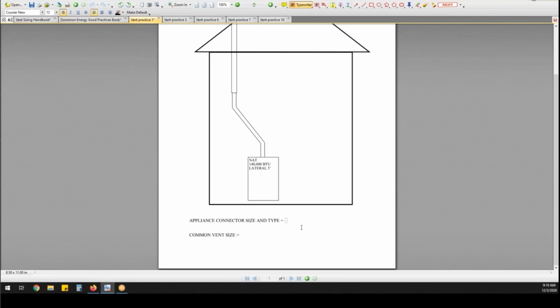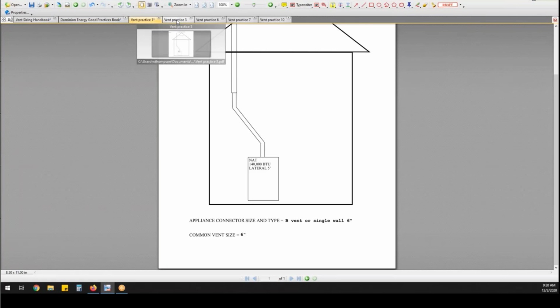So we could use B-vent or single wall as my connector type, and it has to be 6 inch. Okay, and my common vent, 6 inch. Okay, so that's the answer to that one.